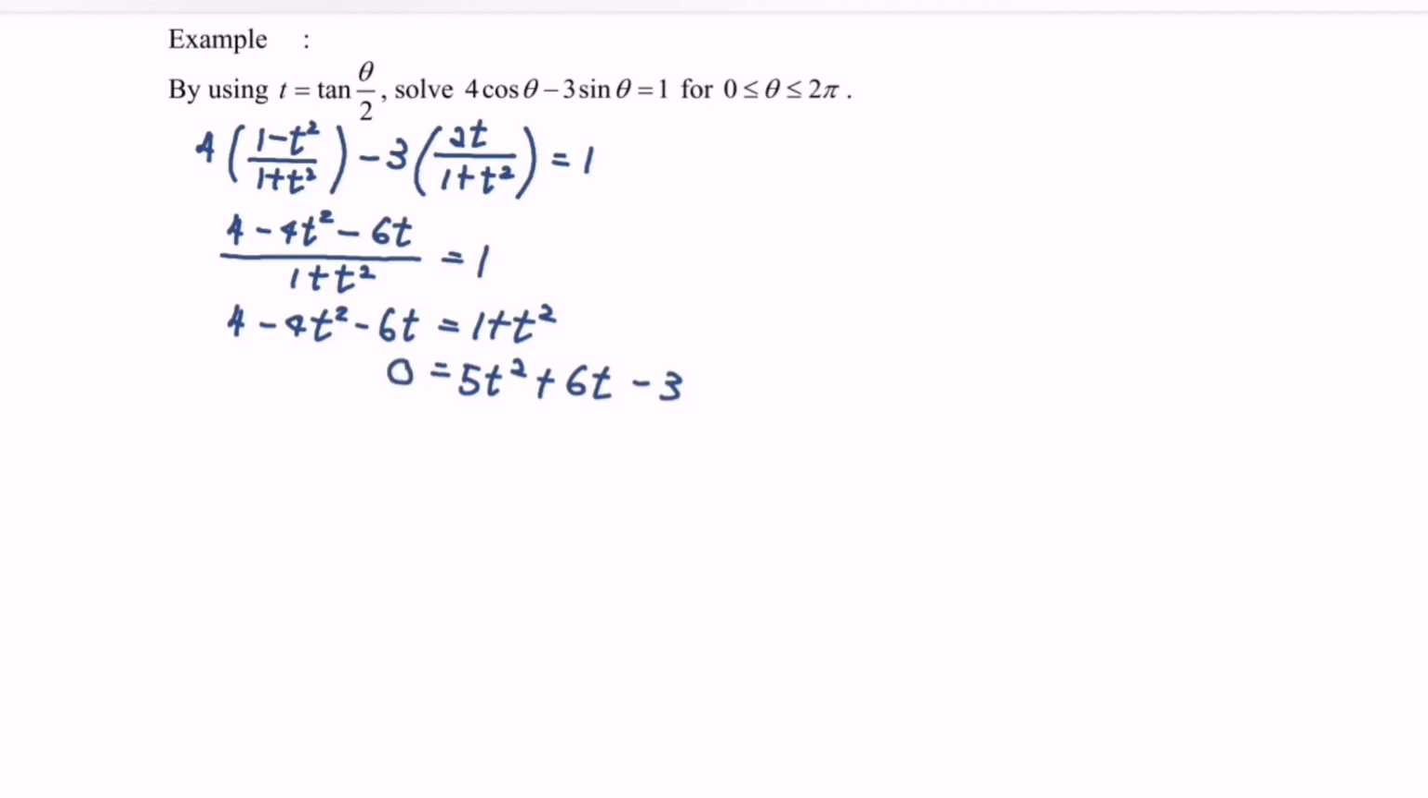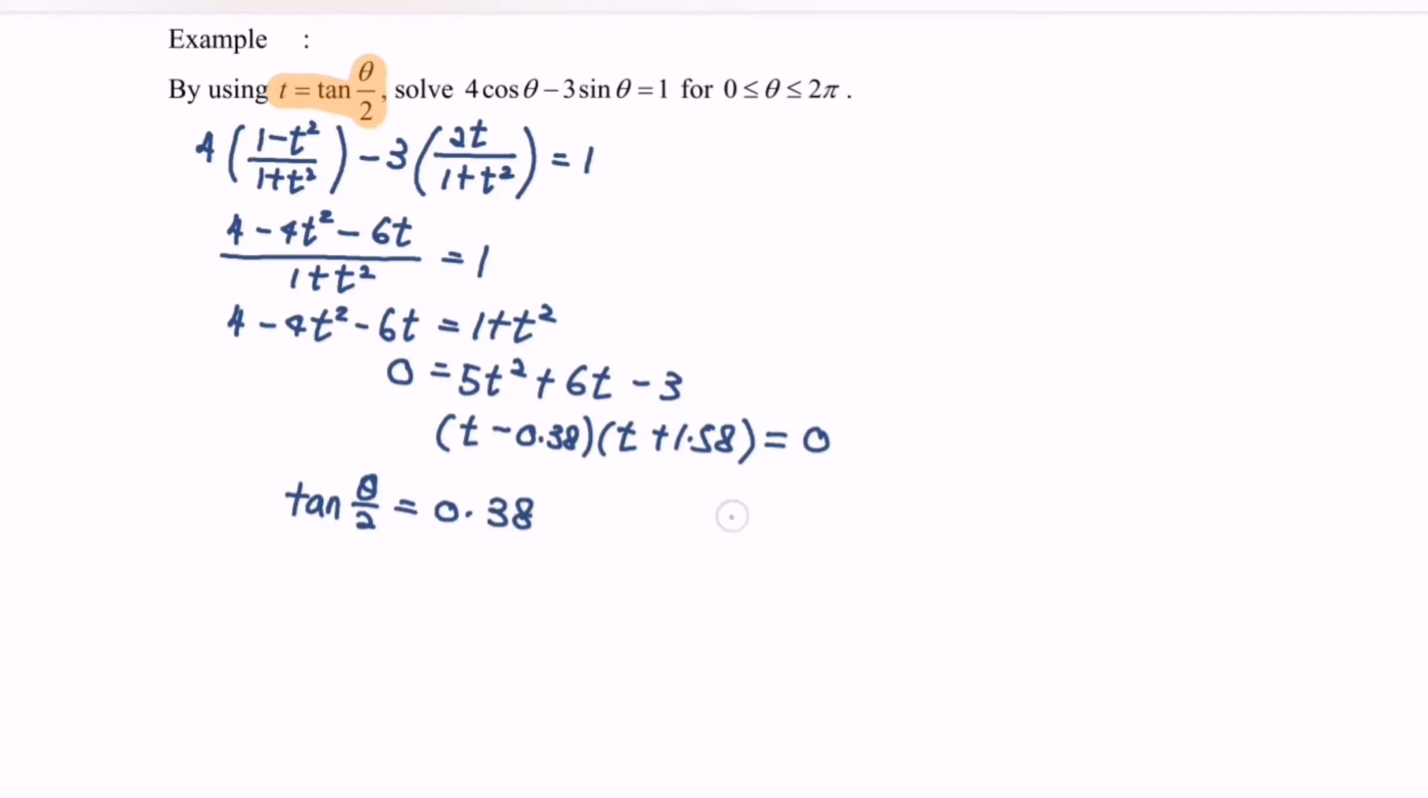Given this is a quadratic equation, now we are going to factorize. With the help of the calculator, we have t minus 0.38 multiplied by t plus 1.58 equals 0. Where t actually equals tangent theta over 2. So tangent theta over 2 equals 0.38 and tangent theta over 2 equals negative 1.58.